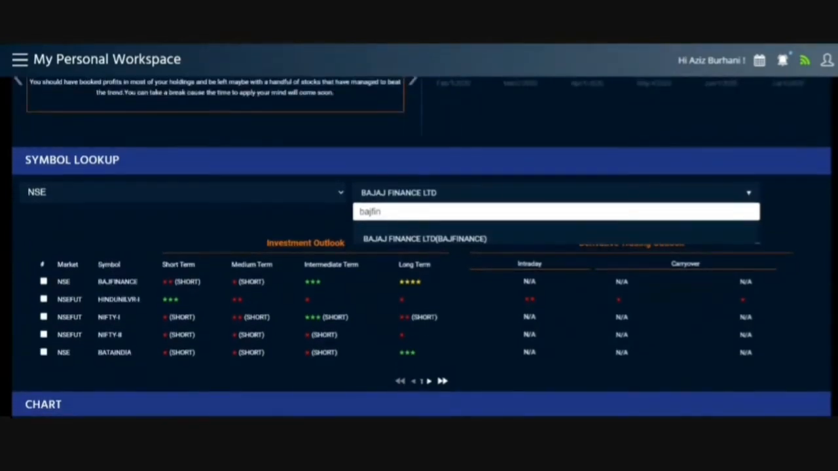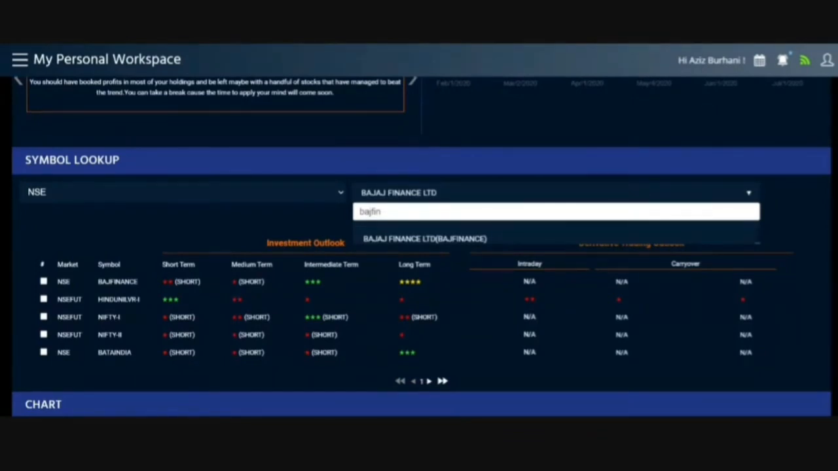Okay, so it is just by chance that I opened the Bajaj Finance symbol, but it is so interesting. If you see what the short here denotes in the bracket, it means the trend is down. It is a downward trend. That is what short means. So whenever you see this short in the bracket, it means it is downtrending. So Bajaj Finance for short and medium term is downtrending.